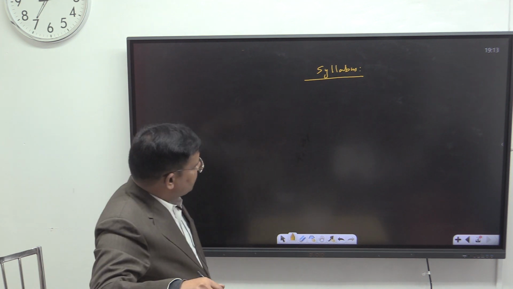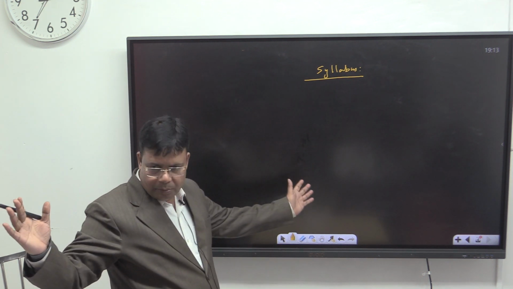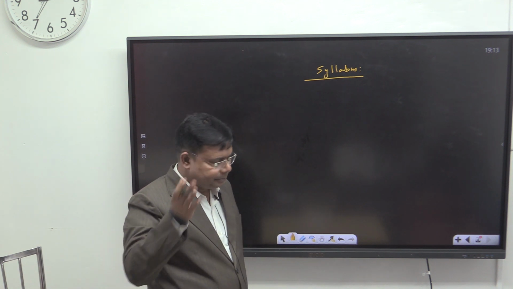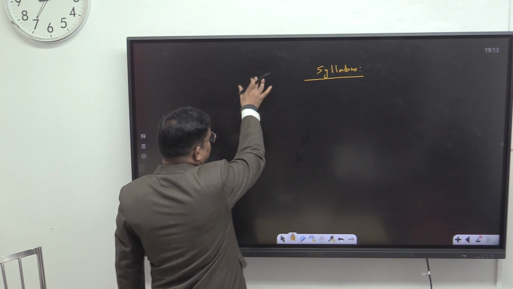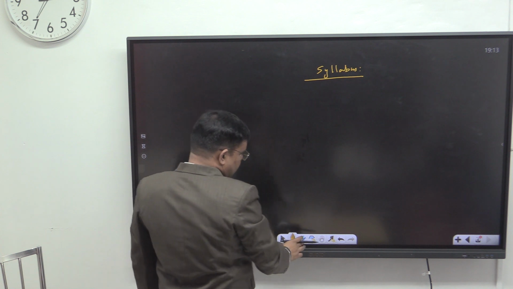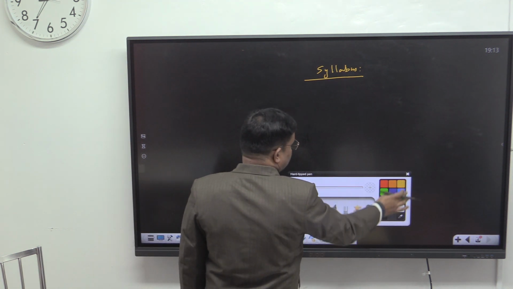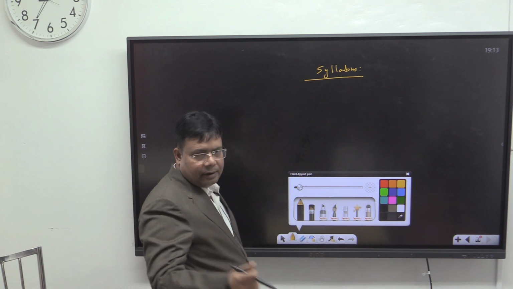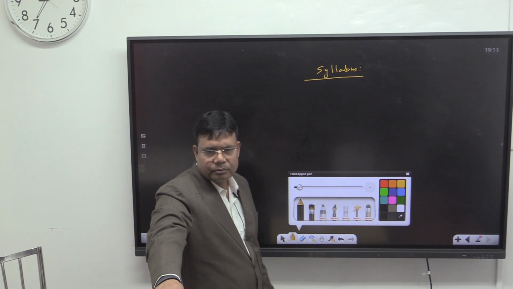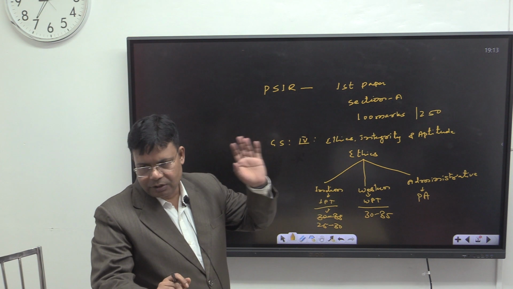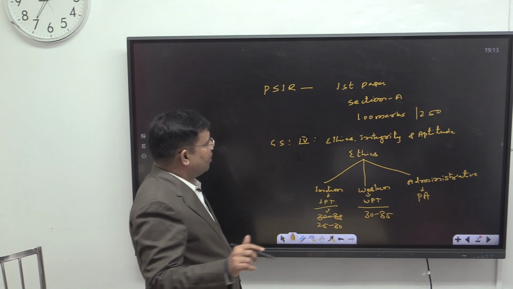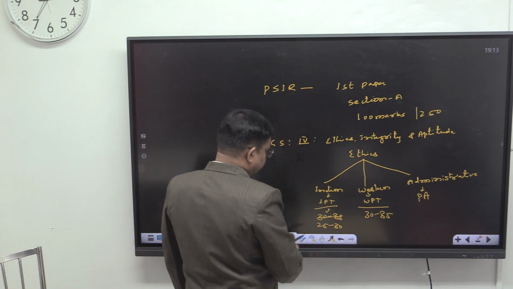Now, on the syllabus, again, you will draw a big chart. This is your homework. On the left side you will write the name of the scholar, and on the right side, the types of questions asked in the examination. Now, come to the point.